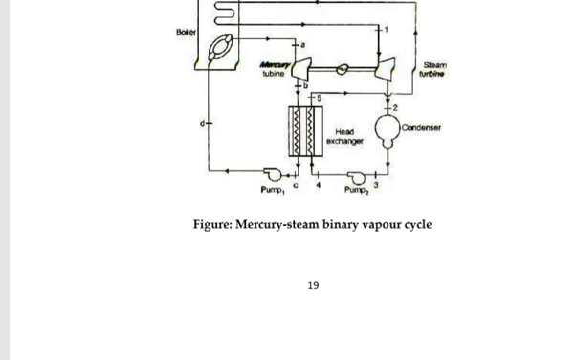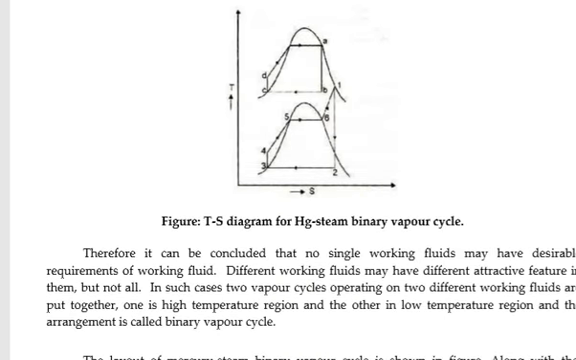Then we discuss the mercury cycle. Then go to this cycle. This is the T-S diagram. This lower cycle is known as the steam cycle, and the upper cycle is the mercury cycle. The mercury cycle is indicated by A to B, B to C, C to D, D to A. And the steam cycle is represented by 1 to 2, 2 to 3, 3 to 4, 4 to 5, 5 to 6, 6 to 1.